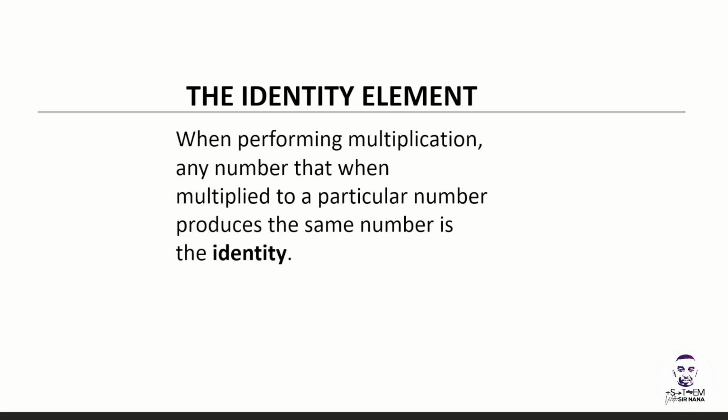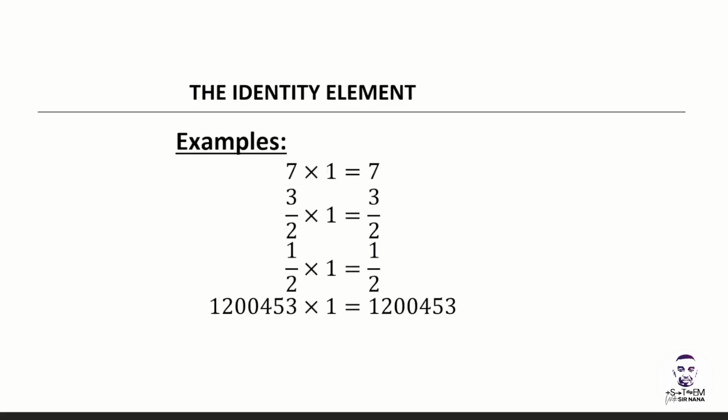Now let's consider when we are performing multiplication. When performing multiplication, any number that when multiplied to a particular number produces the same number is the identity. For instance, if we have negative 12, when we multiply it by 1, it gives us negative 12. So our 1 here represents our identity. Let's consider other examples. If you have 7, when we multiply by 1, it gives us 7. So the 1 here is the identity for multiplication.